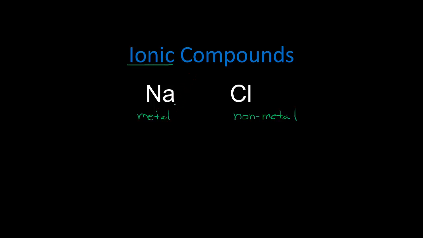So it's much easier for sodium to lose 1 than gain 7. And when it loses 1, it's going to have a +1 charge. Remember, this number right here is how many electrons it gains or loses. The 1 tells you how many, the plus tells you if it gains or loses. Plus tells you that it loses electrons because it becomes less negative.